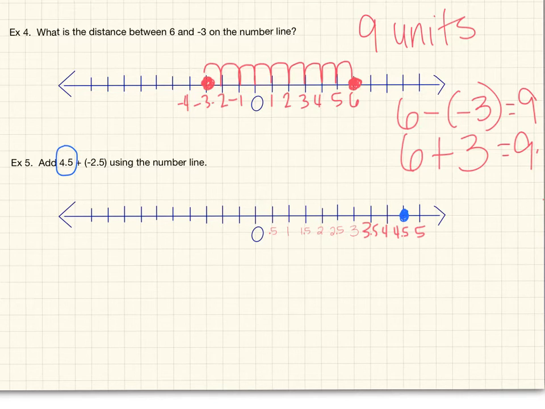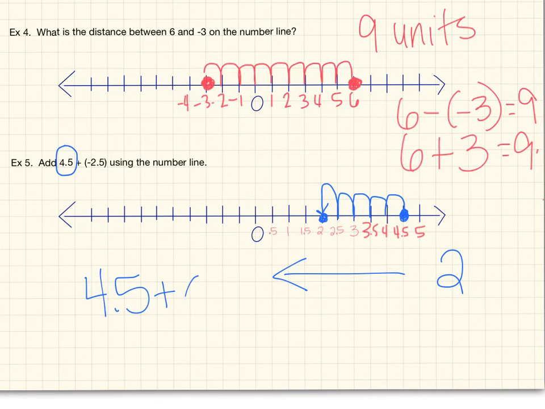So I'll say that again. We need to go 2.5 units to the left on our number line, but as we do that, we're only going down by a half each time, okay, because of the scale of our number line. So we're starting at 4.5, and now we're going down a half, 1, 1.5, 2, 2.5. So this is where we end up, which is at the number 2. So if we use the number line to add 4.5 plus -2.5, we end up at a positive 2 for our answer.